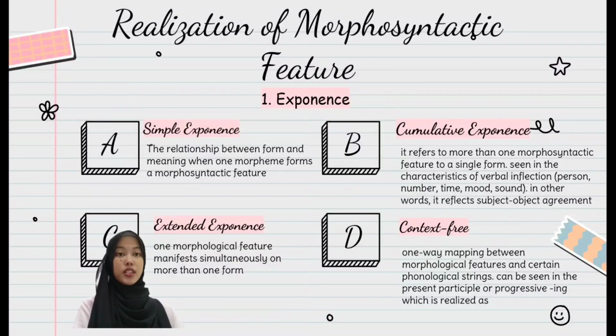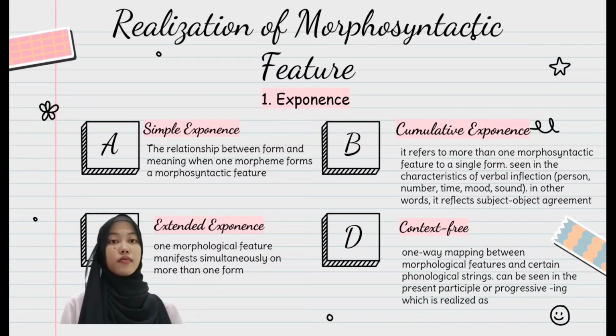1. Exponents. Simple exponents is the relationship between form and meaning when one morpheme forms a morphosyntactic feature. Morphosyntactic is a study of change in function, roles, and categories in sentences that result in changes in morphemes. The differences in morphemes or words used are the result of syntactical processes.